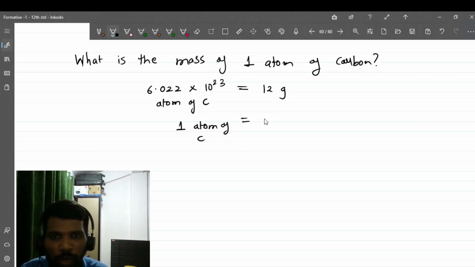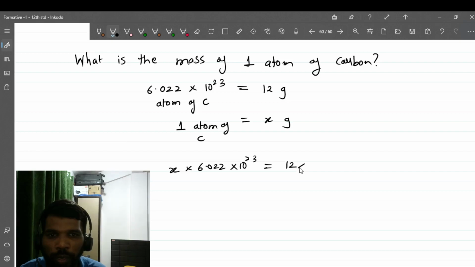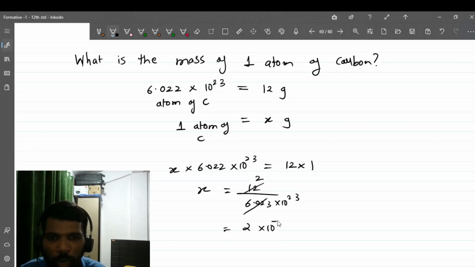It is equal to x gram. So what is that x gram? You will multiply x into 6.022 into 10 raised to power 23, which is equal to 12 into 1. So x is equal to 12 upon 6.023 into 10 raised to power 23. I will cancel this approximately. This is twice, so 2 into 10 raised to power minus 23.